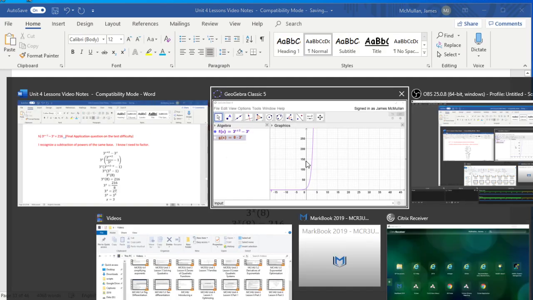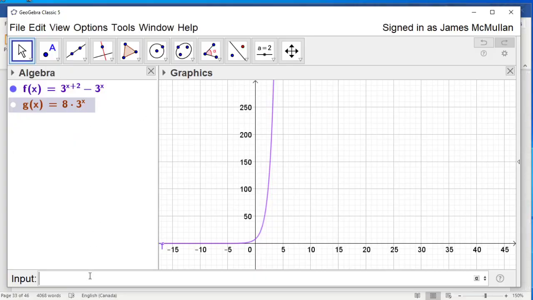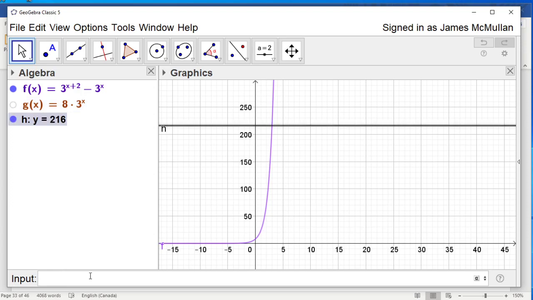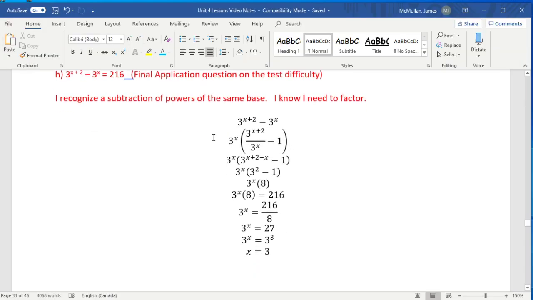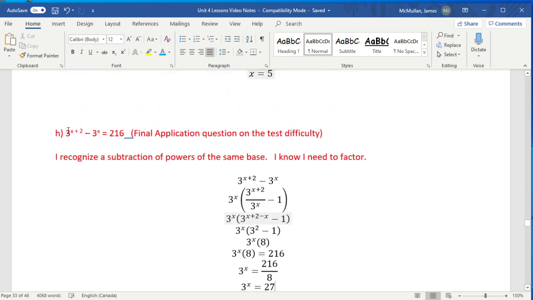Let's just check my answer here. Here's the function I drew. I want to check when it is equal to 216. I'm going to go intersect f and h, and it intersects when x is 3. So again, not a super difficult question when you know what to do. But you've got to recognize that this is a subtraction of powers, which means I've got to factor. So review how to do this.